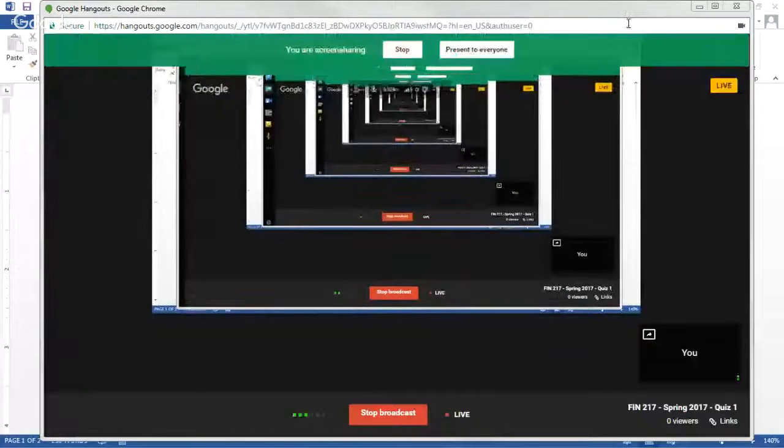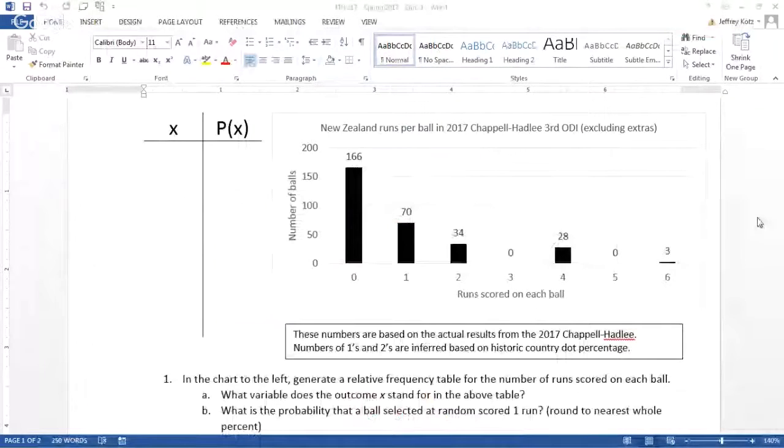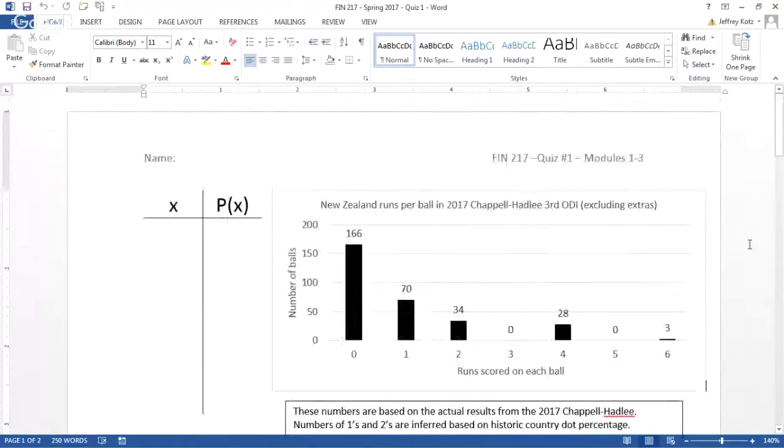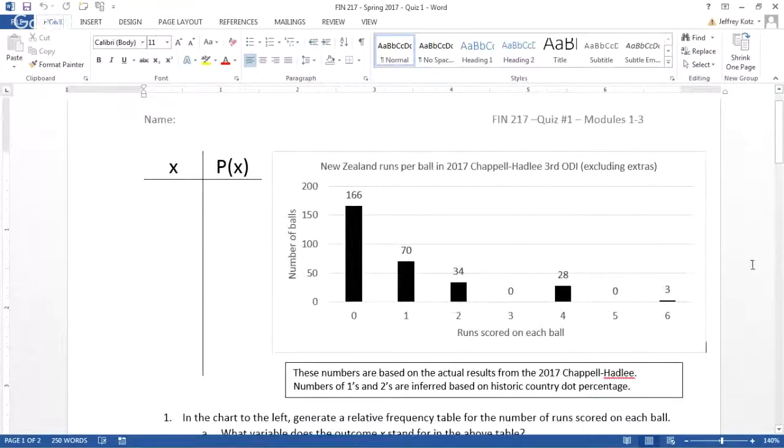Get stuck in the matrix, get rid of the matrix. Depending on which of the two quizzes you had, you were mapping this approximation of data from the New Zealand side or the Australian side of the third ODI from the 2017 Chappell-Hadlee. If you have Watch ESPN, you can take a look at it. It is a 50 over sort of thing. It's a good little cricket match to watch. Actually, it's pretty exciting. Anyway, so this is a histogram.